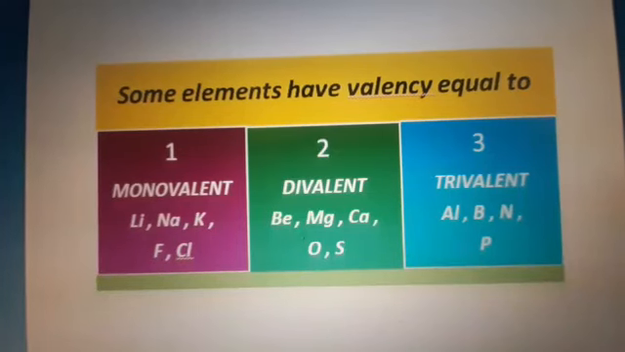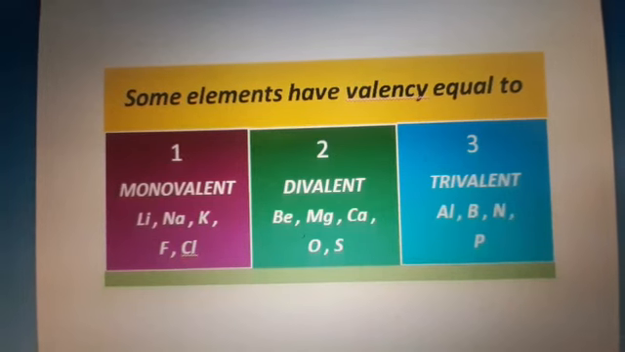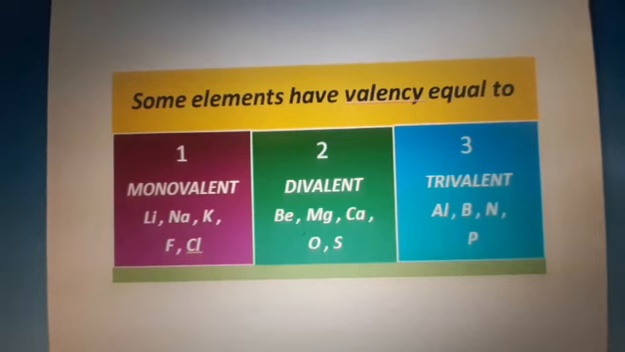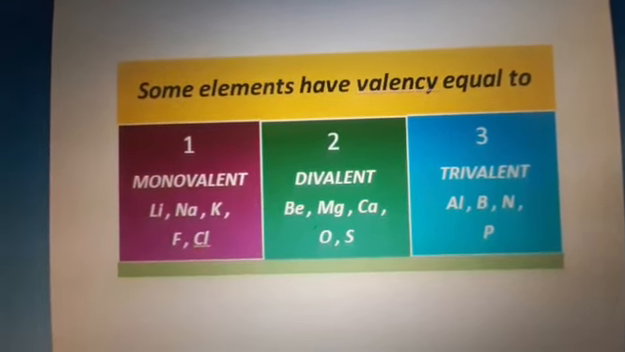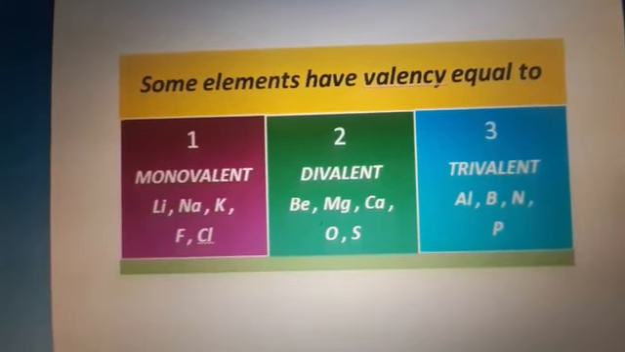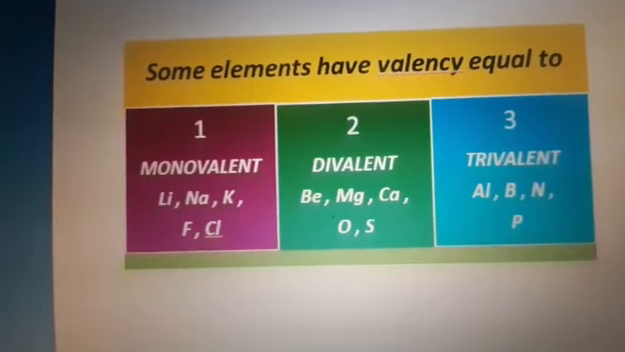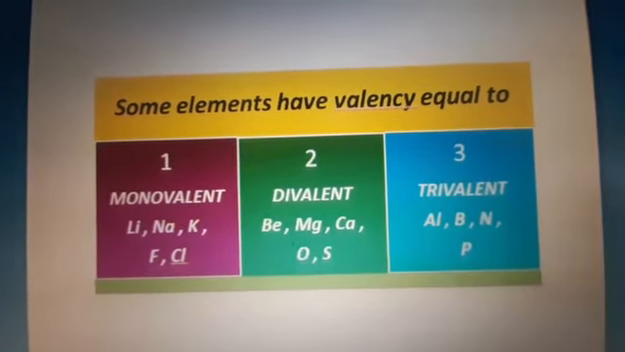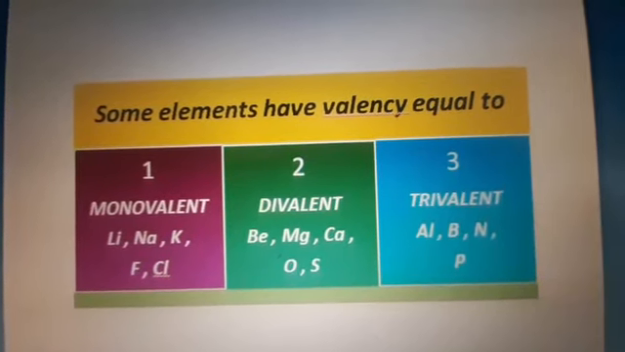Some elements have valency equal to 1, so they are called monovalent. Example, lithium, sodium, potassium, fluorine, chlorine. Some others have valency equal to 2, so they are called divalent. Example, beryllium, magnesium, calcium, oxygen, sulfur. There are also elements whose valency is equal to 3, so they are called trivalent. For example, aluminium, phosphorus, etc.